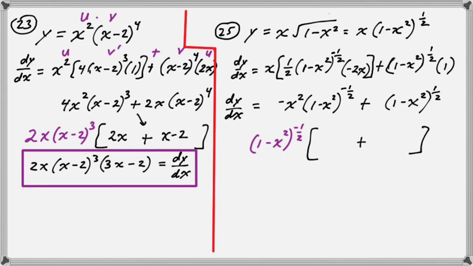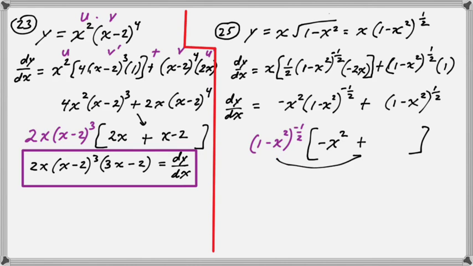If you took this part out, what would remain? You factored that out here, so what would remain? I think negative x squared. If you multiply these, would you get this? Yes.